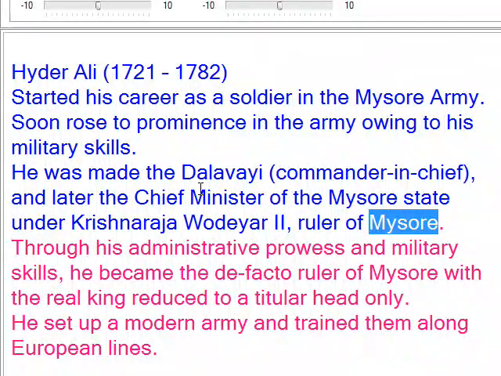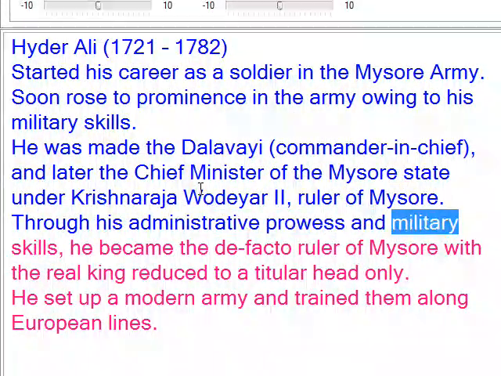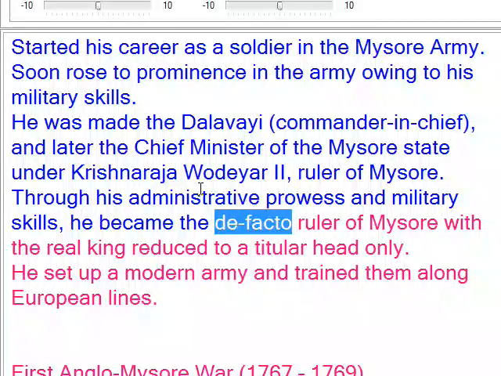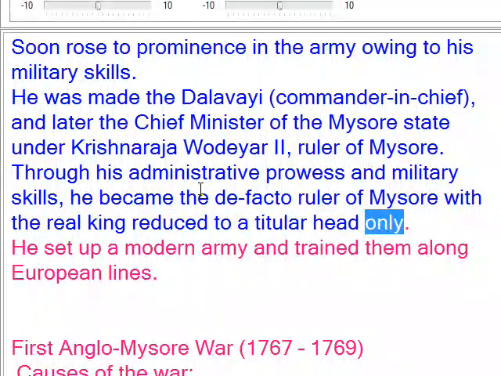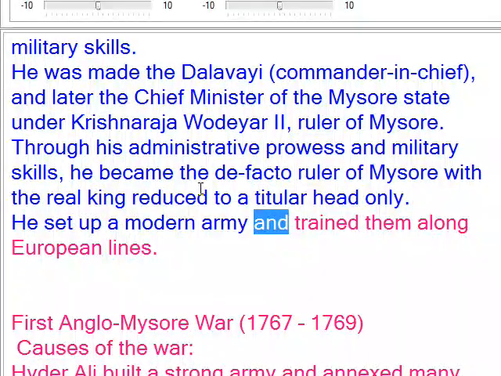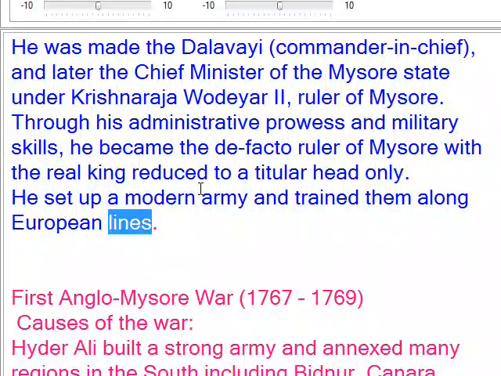Mysore. Through his administrative prowess and military skills, he became the de facto ruler of Mysore, with the real king reduced to a titular head only. He set up a modern army and trained them along European lines.